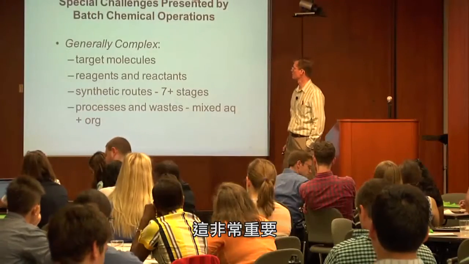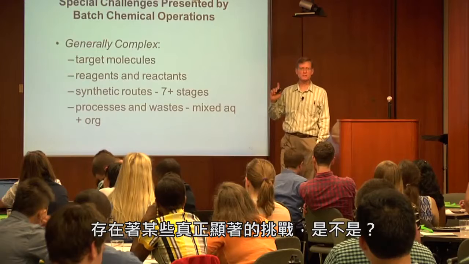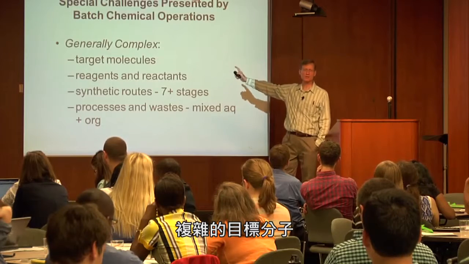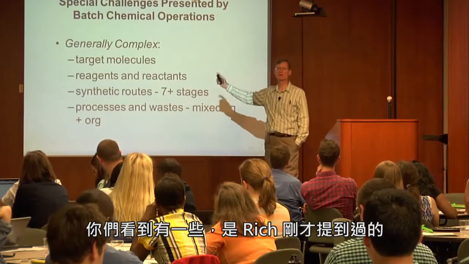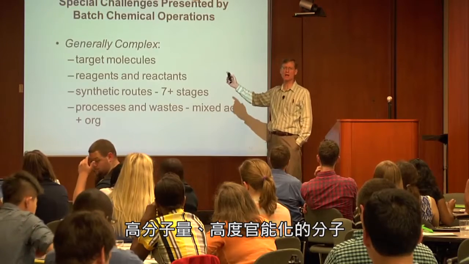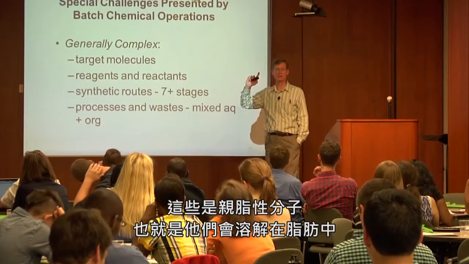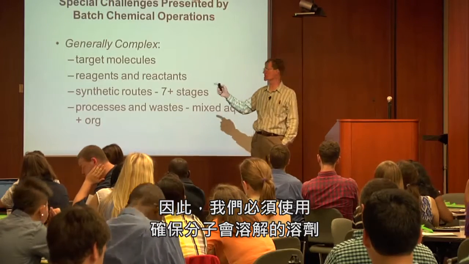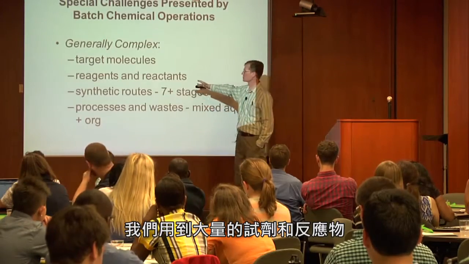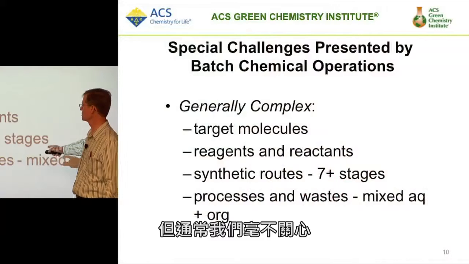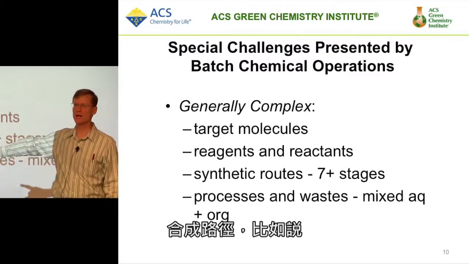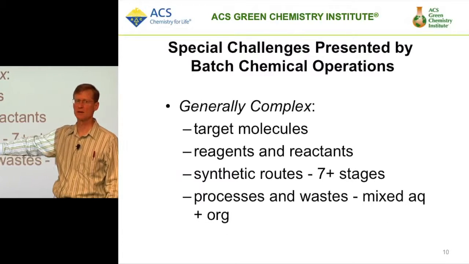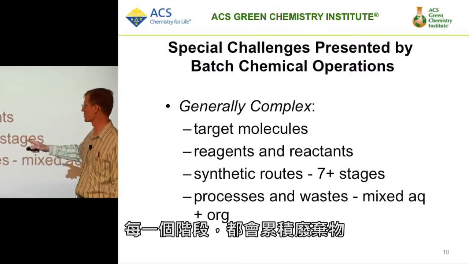They're critically important. In batch chemical operations, there are some real significant challenges. Complex target molecules, you saw some of the ones that Rich put up there a few moments ago. High molecular weight, highly functionalized molecules. They're lipophilic, that is, they dissolve in fats, so we have to use certain kinds of solvents to make sure that they dissolve. We have a large number of reagents and reactants that oftentimes we don't pay much attention to. Synthetic routes, 7+ stages to get to the desired product, and the waste accumulates through each of those stages.